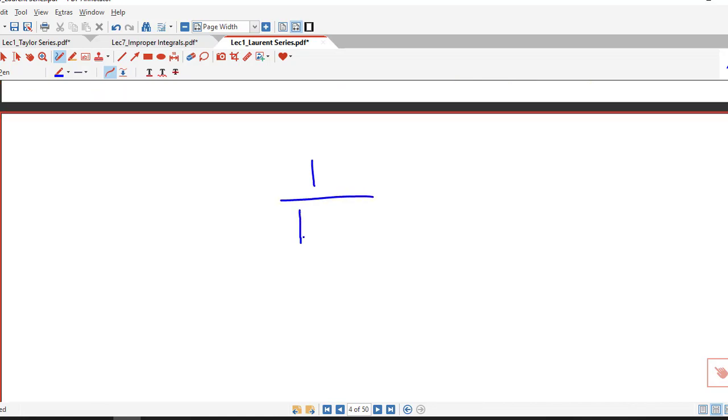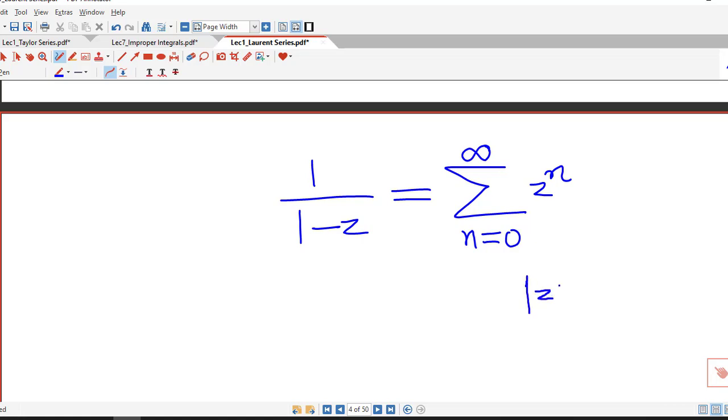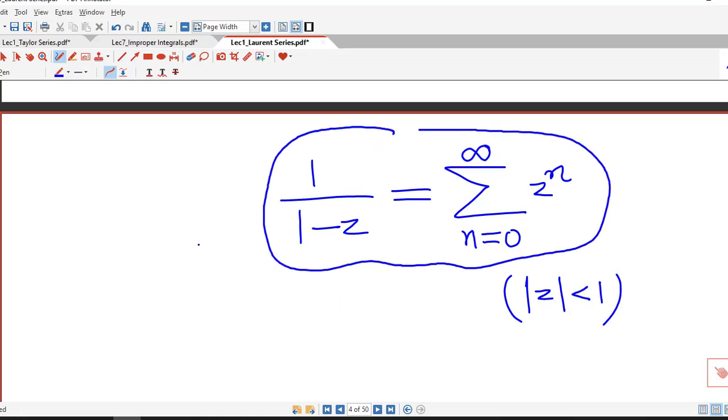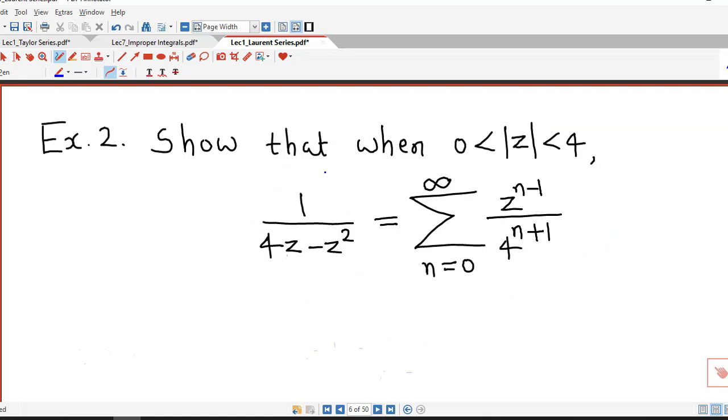Before that we recall the Maclaurin series of this function. We have shown in earlier lectures that this function has a Maclaurin series which is nothing but a geometric series, and this series is valid if absolute value of z is less than 1, that is, the series is valid in the open disk with center 0 and radius 1. So in the next example we are going to use this geometric series, which is the Maclaurin series of 1 over 1 minus z. So we consider this example number 2.